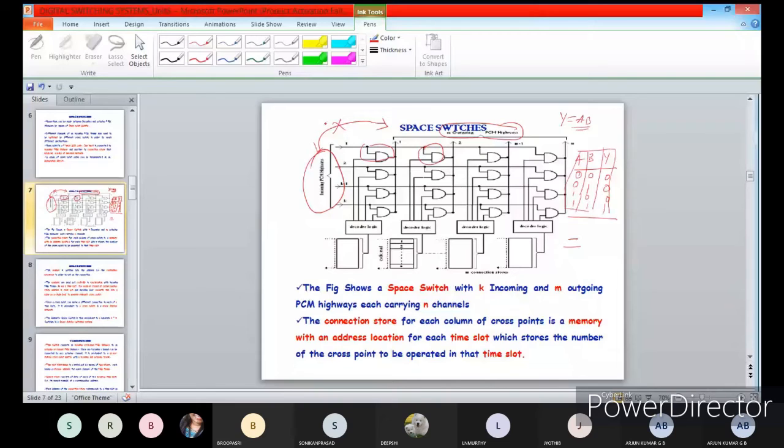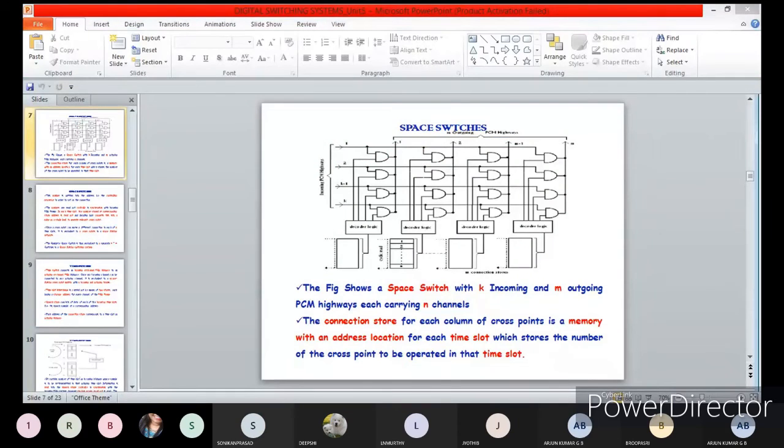You can see in the diagram, K is the incoming, this is your K value, and M is your outgoing. There are K incoming and M outgoing PCM highways.